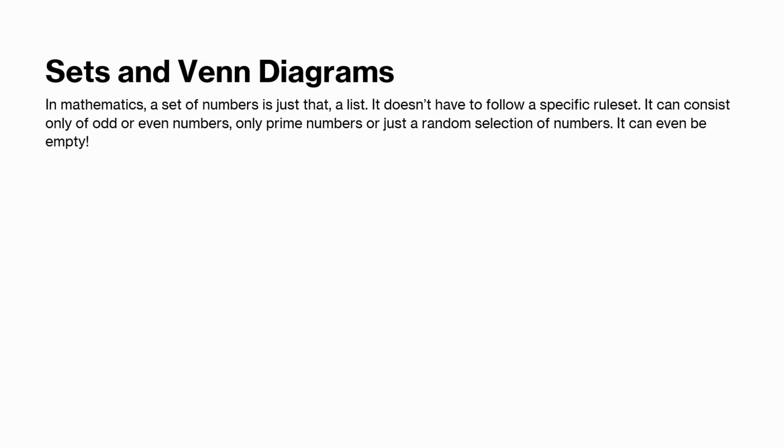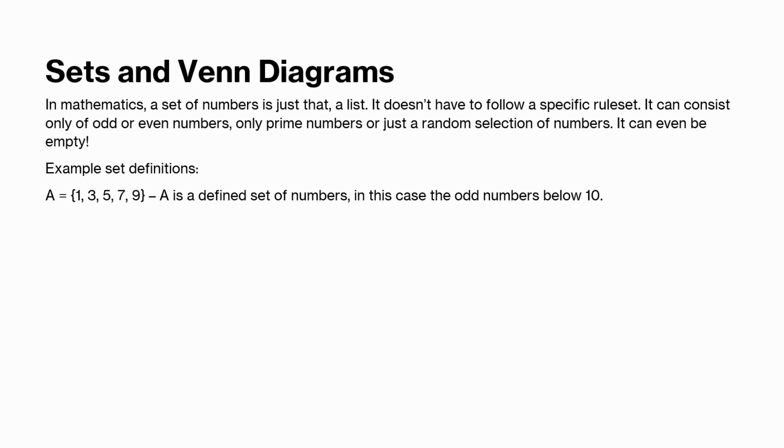You will be asked questions with, for example, a set of fruits, apples and oranges, or a set of marbles in a bag, so blue ones, red ones, purple ones, for example. Now you define sets using this notation. For example, the set A equals, and then use these squiggly brackets, 1, 3, 5, 7, and 9. These are the elements of set A. In this case, it's a defined set of numbers, odd numbers below 10.